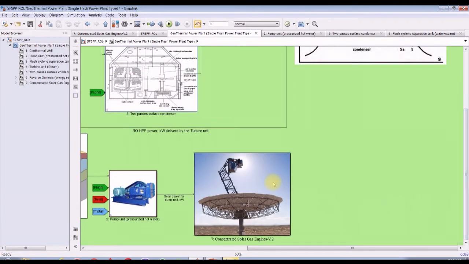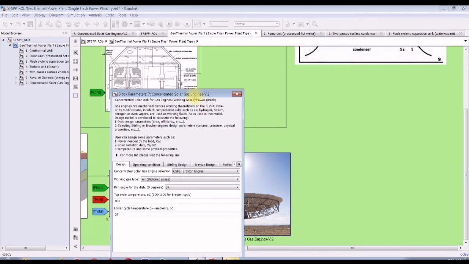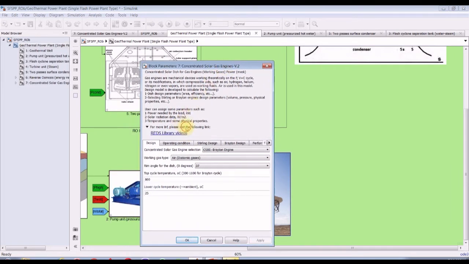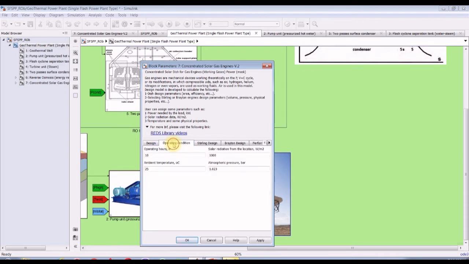Okay, for the concentrated solar gas engine model, it's quite an interesting model. We have a video about this one. I'm going for a top cycle temperature of, suppose, 700 degrees Celsius, and a lower temperature of 25. Ambient temperature, operating conditions, operating hours, ambient temperature, solar radiation, it's okay.